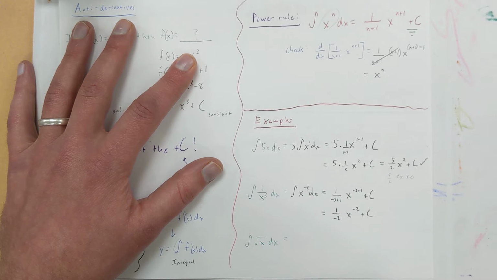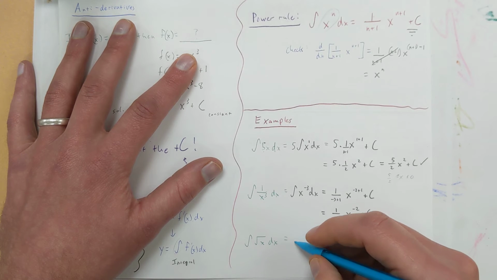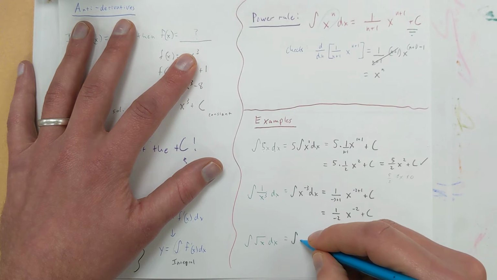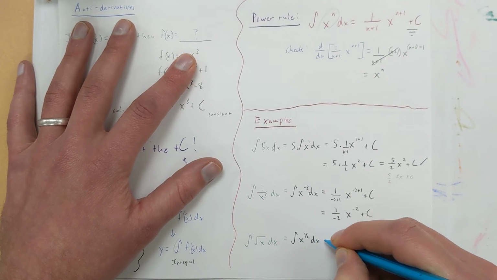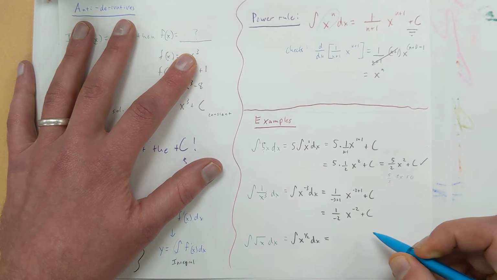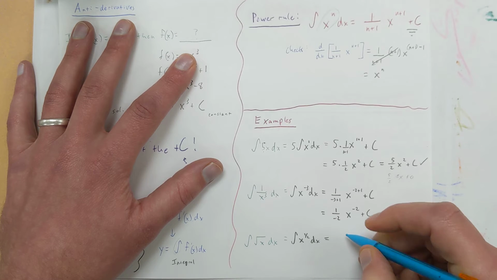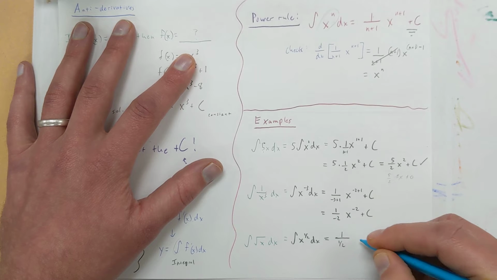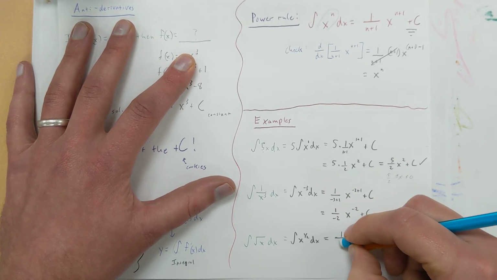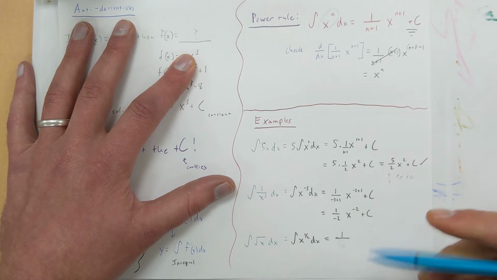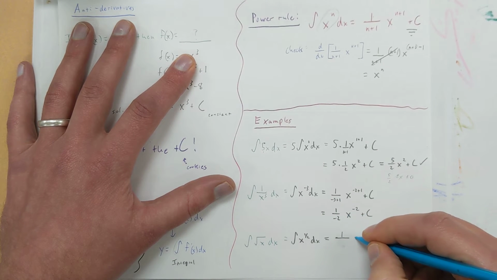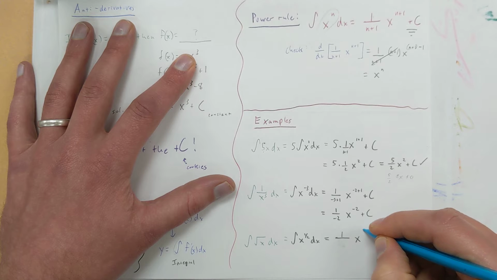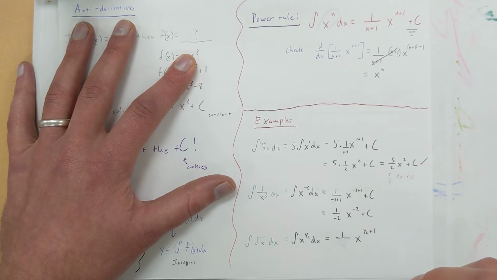The integral of the square root of x. Well, let's see here. I'm going to rewrite this as x to the 1/2. And then I have to do the process again. Okay, so 1 over 1/2. Oh, woohoo! You caught it, didn't you? 1 over x raised to the 1/2 plus 1.